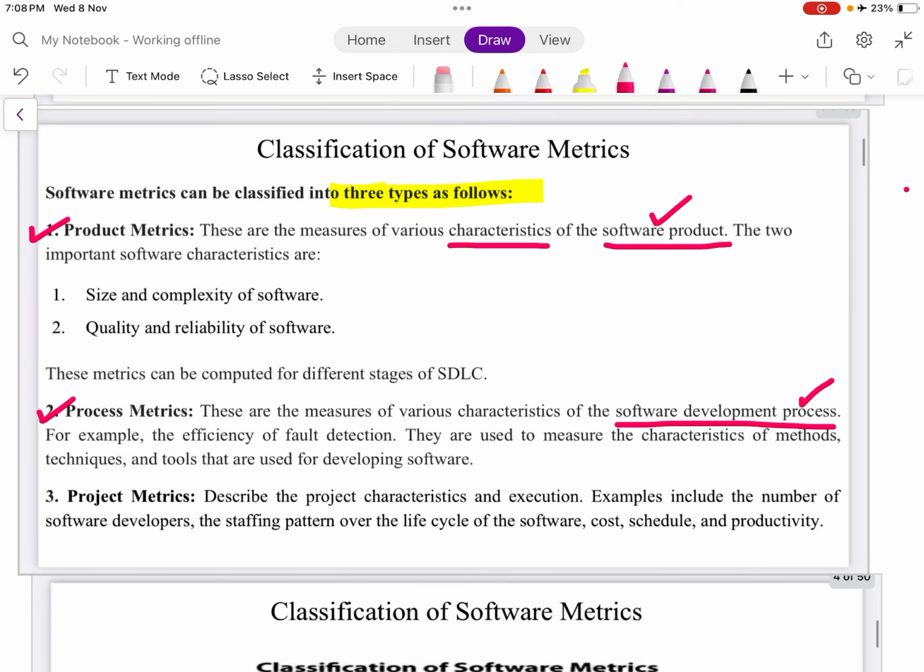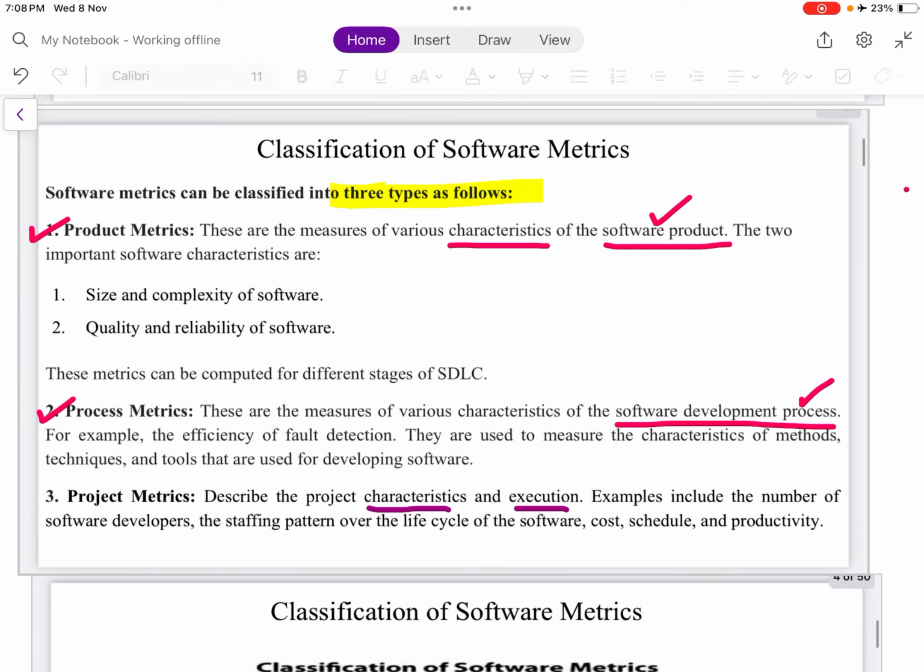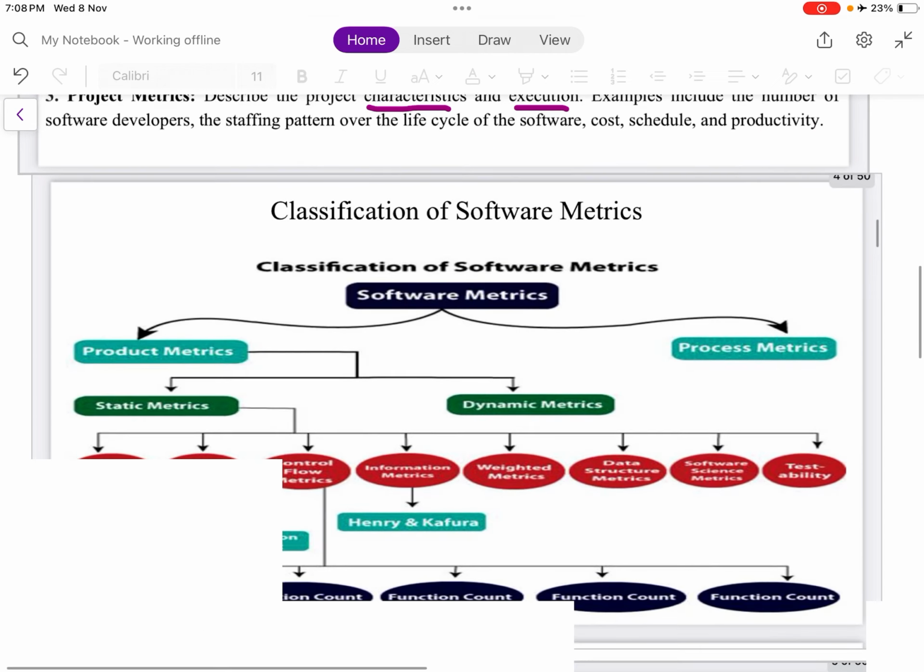Project metrics describe the project characteristics and execution. So project metrics will define the project characteristics and execution. Examples include the number of software developers which are present, the staffing pattern over the life cycle of the software, the cost, the productivity, the schedule of the software. All this comes under project metrics.